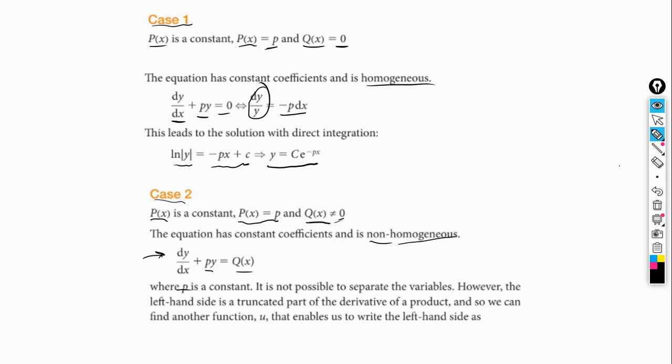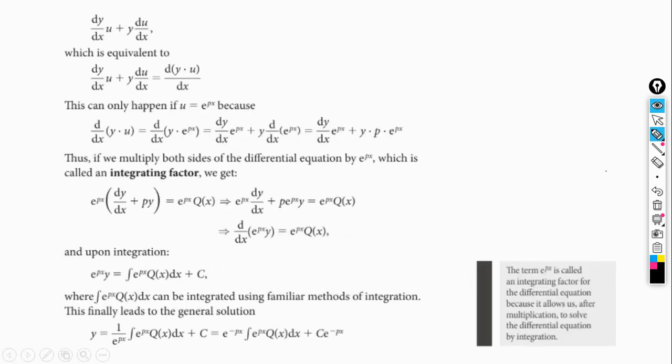However, the left-hand side is a truncated part of the derivative of a product. And so we can find another function u that enables us to write the left-hand side as derivative of y times u plus y times the derivative of u. So notice that this is just the expansion of the product rule. That's why you see that it's equivalent to this, right? The derivative of y times u.